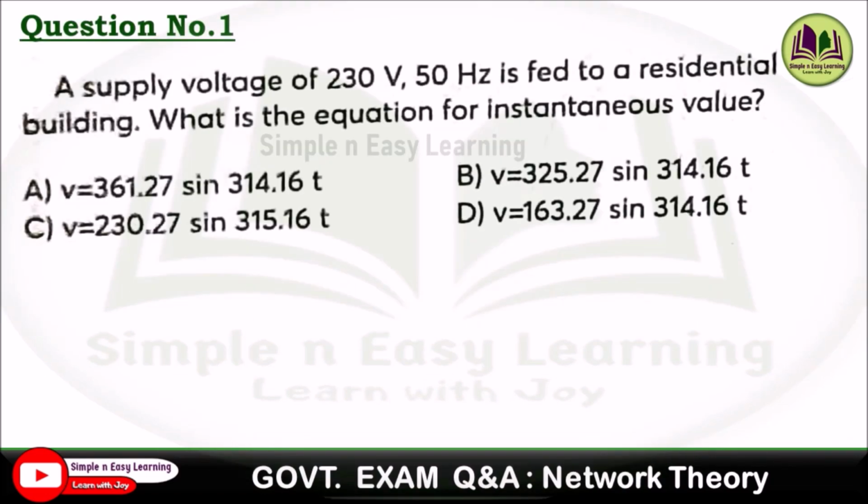Question number 1. A supply voltage of 230 volt 50 hertz is fed to a residential building. What is the equation of instantaneous value? So the options are given like this.